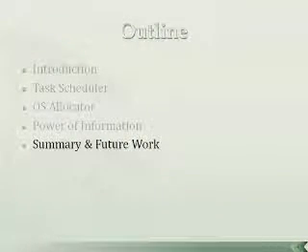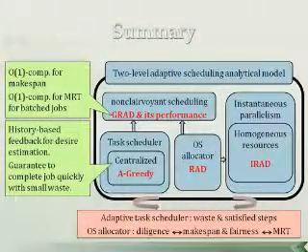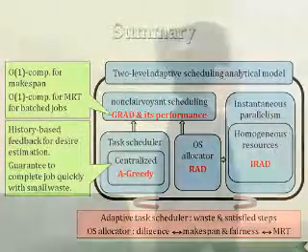Now I'd like to summarize the work and bring out some open questions. This graph includes the topics I presented today: the task scheduler and the OS allocator. Integrating them, we obtain the two-level scheduler and showed some power of information. From the other side, I think the important information also includes what's important for the adaptive task scheduler and OS allocator. For the adaptive task scheduler, the waste and satisfy steps. And for the OS allocator, the connection between diligence and makespan, and the connection between fairness and mean response time.